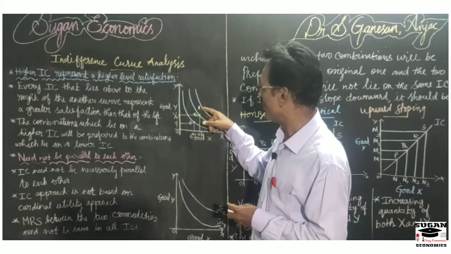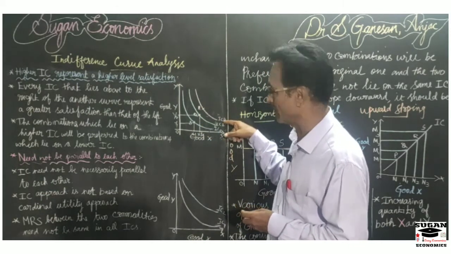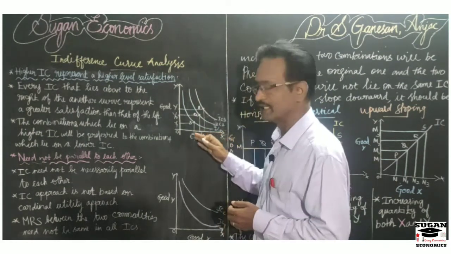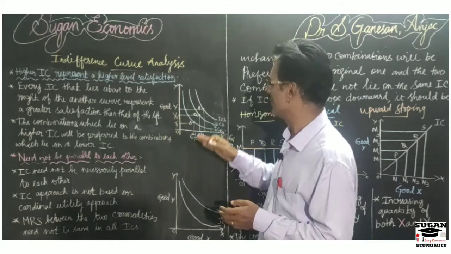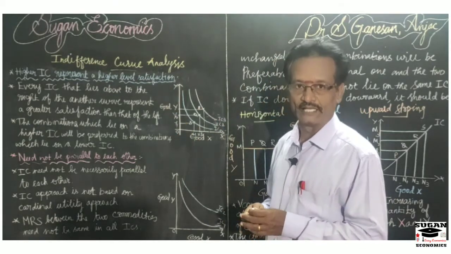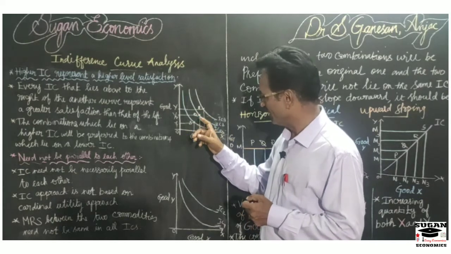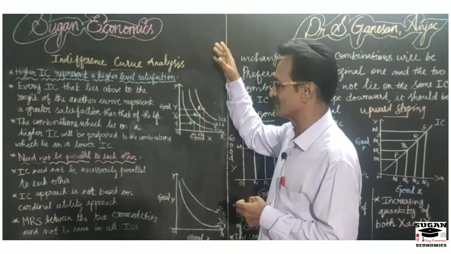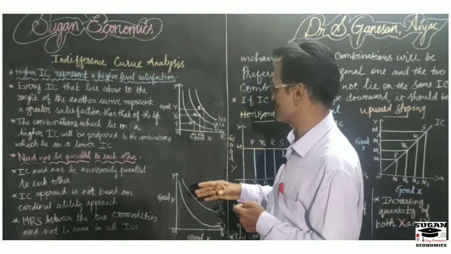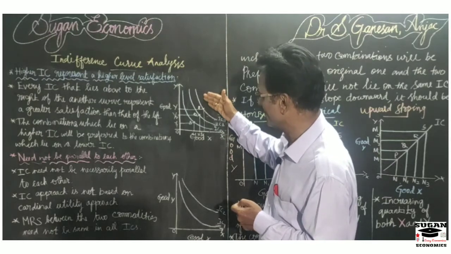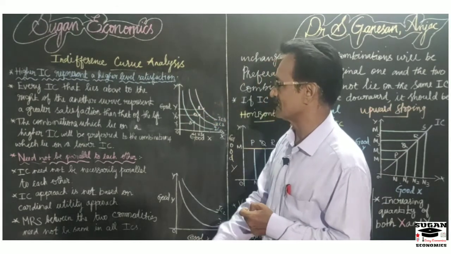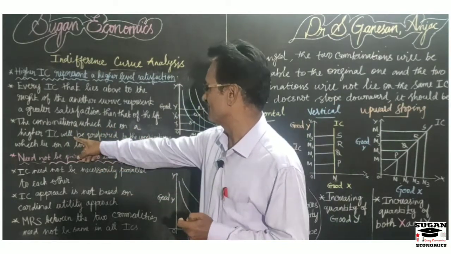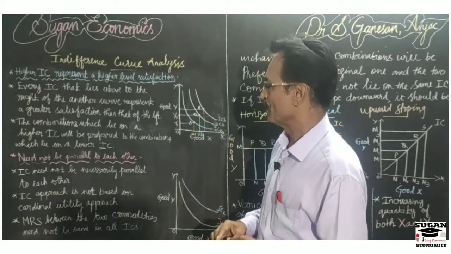Suppose you take R, which is on the highest indifference curve IC3. At that point the consumer is getting a higher amount of commodity X and a higher amount of commodity Y, so the level of satisfaction derived will be greater. So we can conclude that when a consumer moves from a lower indifference curve to a higher indifference curve, his level of satisfaction will increase, and vice versa. Suppose a consumer moves from a higher indifference curve to a lower indifference curve, his level of satisfaction will decrease. So the combination which lies on a higher indifference curve will be preferred to the combination which lies on a lower indifference curve.